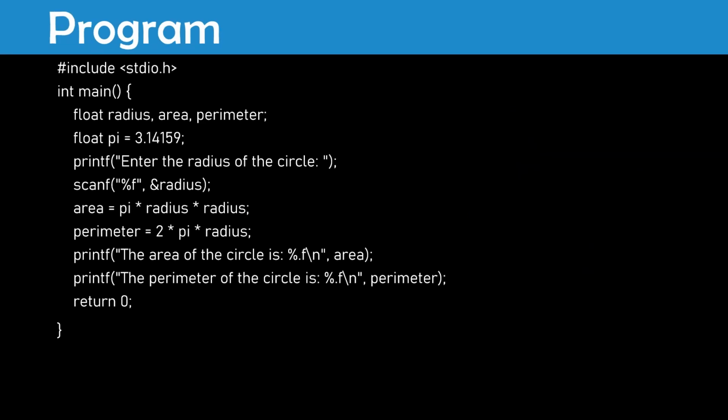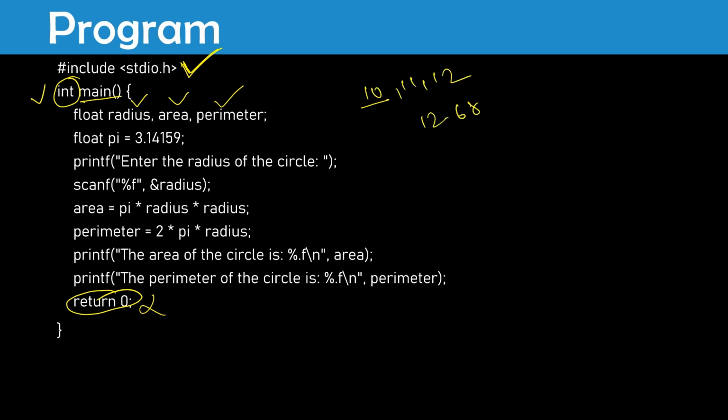Now coming to this, in C, we need to declare some header files. So hash include stdio.h. Now starting the program. Here I kept int main, so I wrote return 0. If you keep void main here, then you don't need return 0. Okay, it's one way. Now I declared variables radius, area, perimeter, and the values are not just like 10, 11, 12, right? The area may be 12.68, not only decimal values, rational values are possible. So I declared using float.